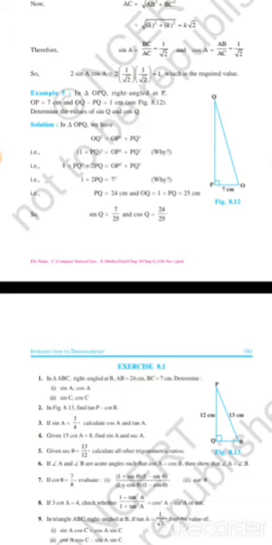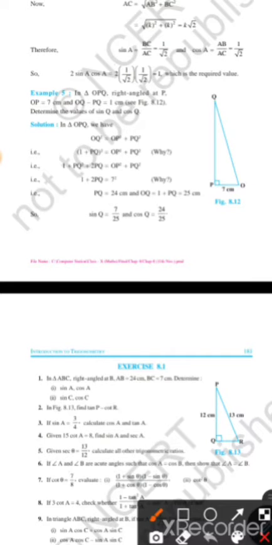It says, in triangle OPQ, which is a right angle triangle, right angled at P, OP equal to 7 centimeter, and OQ minus PQ is 1 centimeter. Determine the values of sin Q and cos Q.